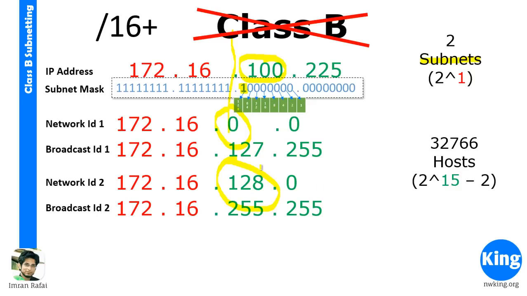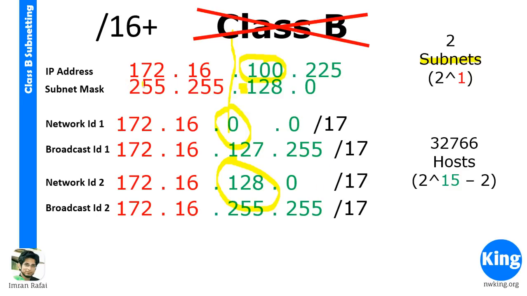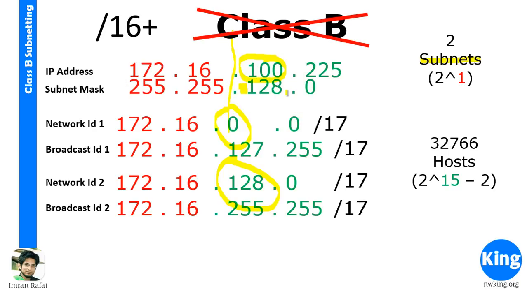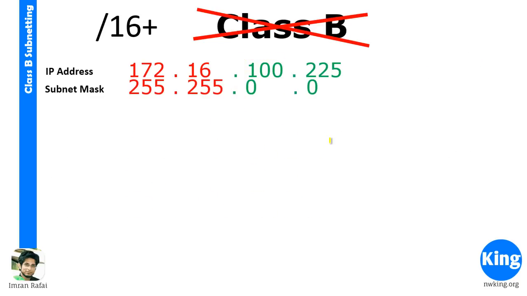Because of this borrowing, what happens to our subnet mask? Our subnet mask is 255.255.128.0, because this 10000000 is 128.0. And that is nothing but /17, because we borrowed one bit. It's very easy. I don't know why people think it's such a big deal. I don't think so. It is very simple. All you need to know is the basics, and that's how easy it is. Okay, let's try another example.